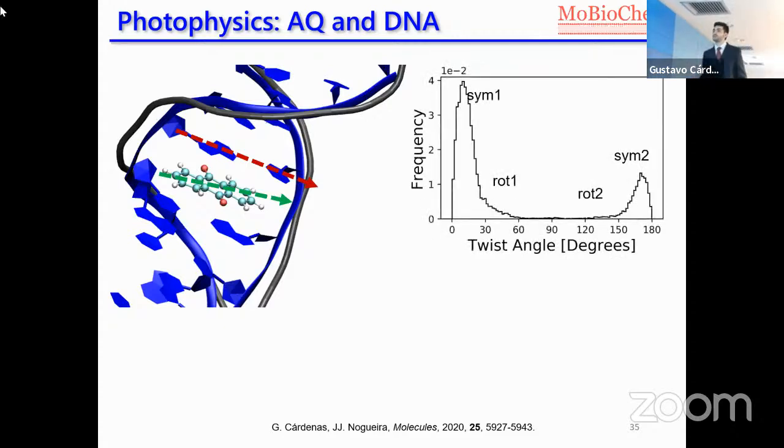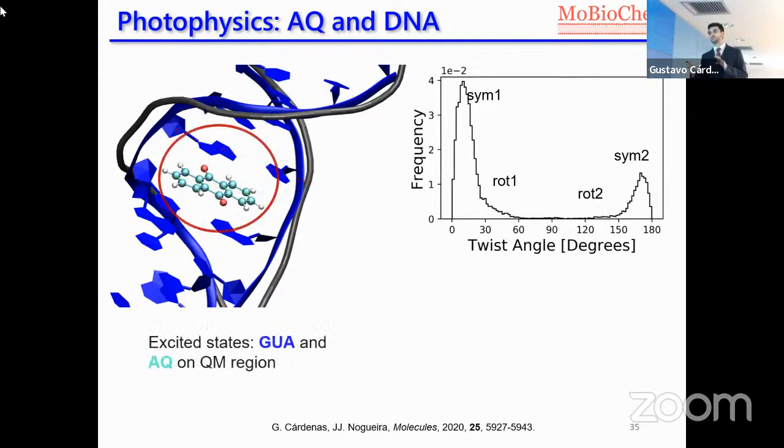Now, here are the results. What we could see was that we had two similar conformations, which we call the symmetric ones. We call them like that because these consisted of the two vectors being parallel, which means somehow the most stacking between anthraquinone and, for example, guanine, and two rotated conformations, whereby the two vectors were no longer parallel. Okay, so this was the first part of this work.